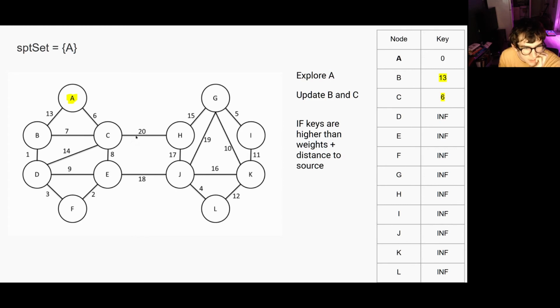So the distance to H is going to be 6 plus 20, so it's going to be 26. So 26 is definitely less than infinity. And it's the same thing in all of these cases here. So it's going to be 6 plus 8, 6 plus 14, as well as 6 plus 7. We don't need to update B because 6 plus 7 is 13, and that's the value that already exists. So I just went ahead and updated them all here.